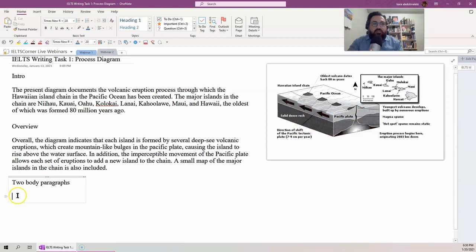Let's take a look. First of all, let's think of a good topic sentence. Topic sentences are important for your coherence score, right?